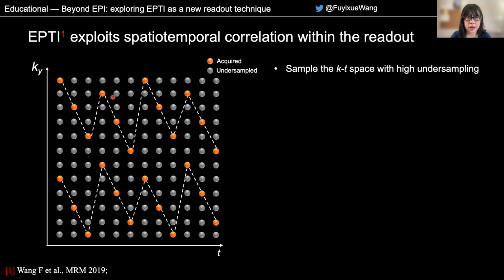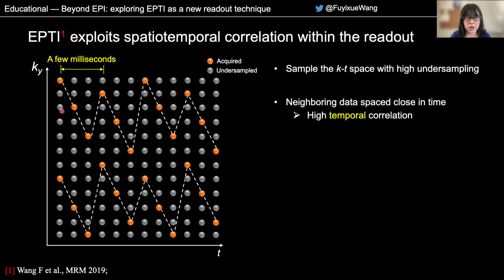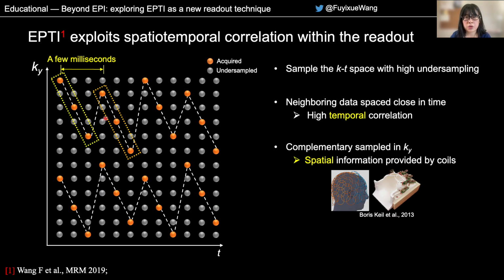EPTI achieves all these by exploiting the spatial temporal correlation in the KT space within the readout. It samples the KT space with high undersampling using a spatial temporal encoding pattern, so that the neighboring data are spaced close in time with high temporal correlation, and also complementary along the phase encoding direction to better take advantage of the spatial information provided by the coils. Such strong spatial and temporal correlation will allow the undersampled data points in the KT space to be easily recovered.